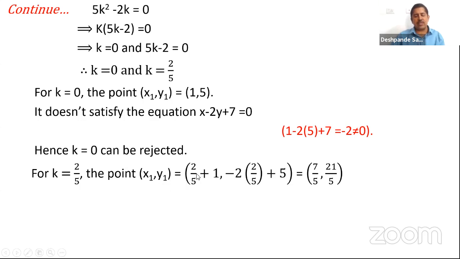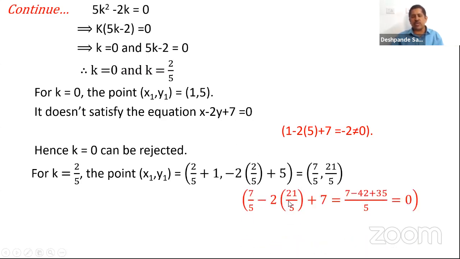So it is k plus 1, 2 by 5 plus 1, then you got minus 2k plus 5. So minus 2 into 2 by 5 plus 5. So 2 by 5 plus 1 is 7 by 5. This is going to be minus 4 plus 25, which is 21 by 5. So 7 by 5 and 21 by 5 is the second point. Now, still you should not get satisfied. Okay, fine, you got a point. You have to check again. Check again, substitute this point 7 by 5 and 21 by 5 in this equation.